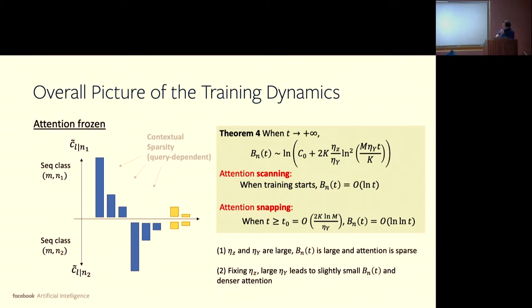One is called attention scanning, in which this winner-take-all effect is happening. The second stage is called attention snapping, in which everything slows down a little bit, and finally things saturate. So once you see the rich-become-richer effect, after some time the attention pattern will freeze, and it becomes kind of a minority-take-all picture, but not a winner-take-all. That's basically the overall picture shown by the scan and snap paper.